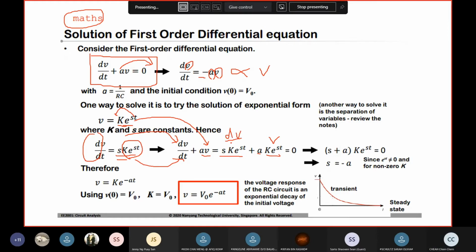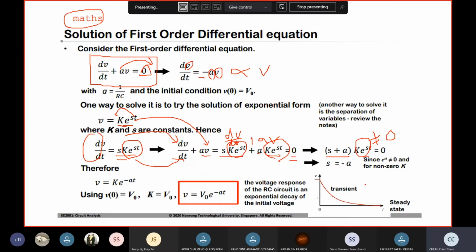Now this common term can be taken out. You remember, right-hand side equals 0, equate to 0. The exponential term cannot be 0. You will reach close to 0, but can never be 0. K is not equal to 0, otherwise there's no solution. V is equal to 0. Therefore, the only thing possible is S plus A is equal to 0, which means that S is equal to negative A.